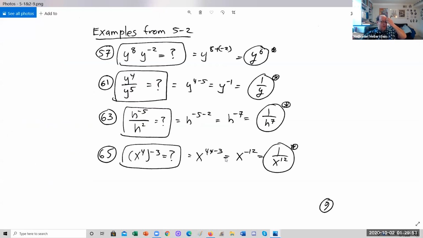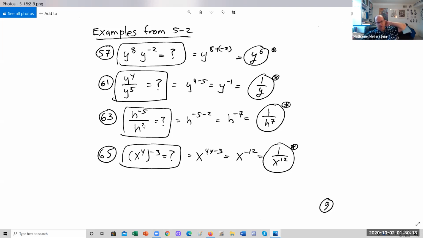All right, now we skip on to 5(2), and finally we get to take ratios of powers where they're negative. y to the 8th, y to the negative 2, we add 8 plus negative 2 and get y to the 6th. y to the 4th over y to the 5th, that's y to the 4 minus 5, which is y to the negative 1. And the book wants you to write everything in positive powers, so this is 1 over y.